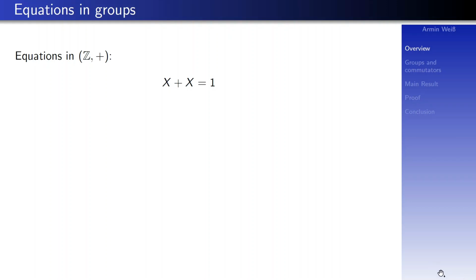Equations over algebraic structures like rings or fields have a really long history in mathematics. For the case of groups, this is also true for abelian groups. Here the most basic example is the integers with addition, the infinite cyclic group, and equations could look like this or that or something like this. Here, of course, we see the first equation doesn't have a solution. In the second one, everything is a solution. And the third one has a solution, but not everything is a solution.